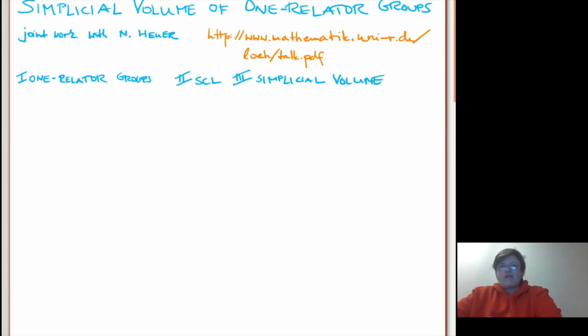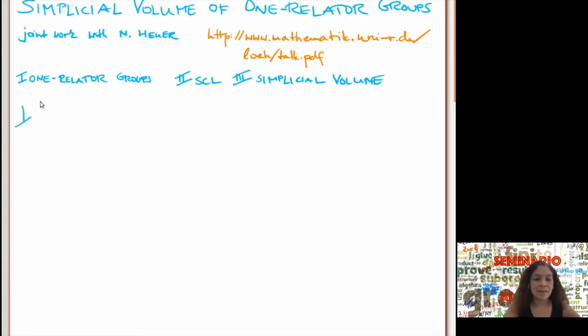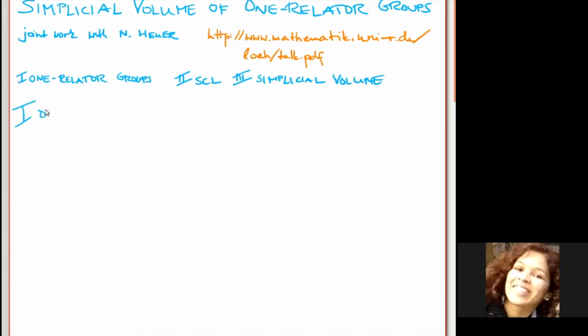Okay, so I will talk about simplicial volume of one-related groups. All of this is joint work with Nicolaus Heuer, who's a postdoc in Cambridge now. The plan is I will first talk a little bit about one-related groups, then about stable commutator length, and in the end about simplicial volume. Okay, so let's start with simple things. So let's start with the one-related groups.